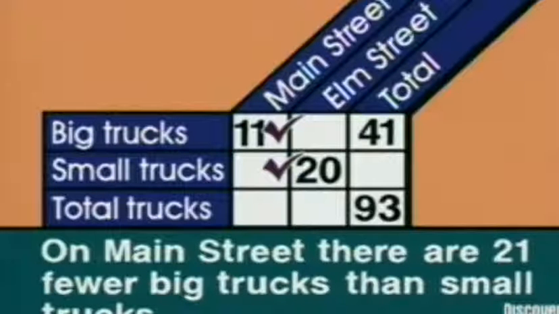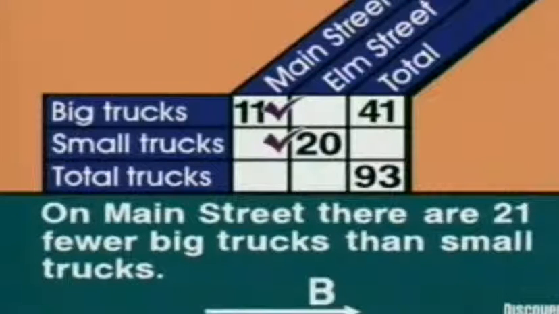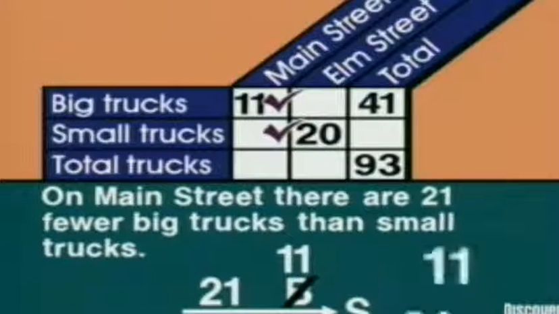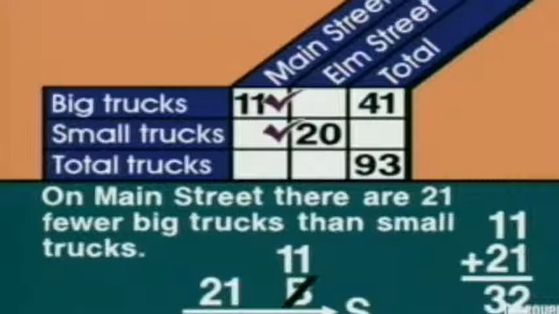The fact says that there are fewer big trucks, so B is a small number. S is the big number, and 21 is the other small number. The table gives a number for one of the letters, so we put in the number we know from the table. The answer to the number problem is 32. 32 tells the number of small trucks on Main Street. Now there are enough numbers in the table to work the problem.